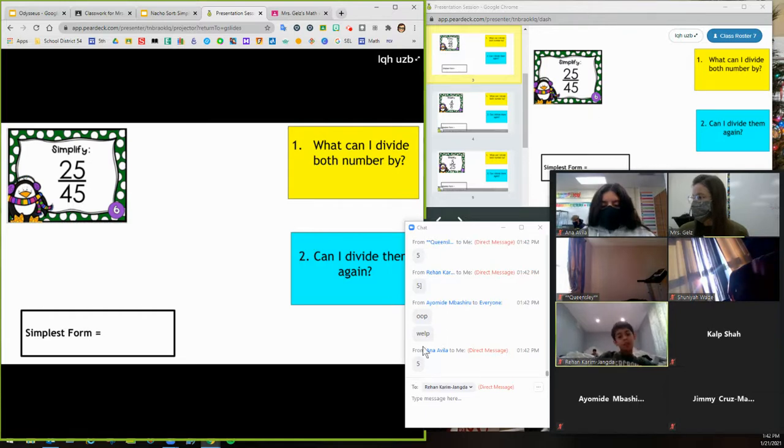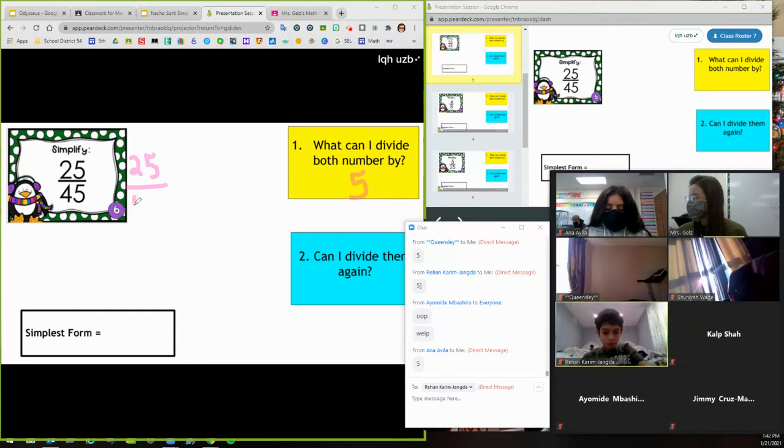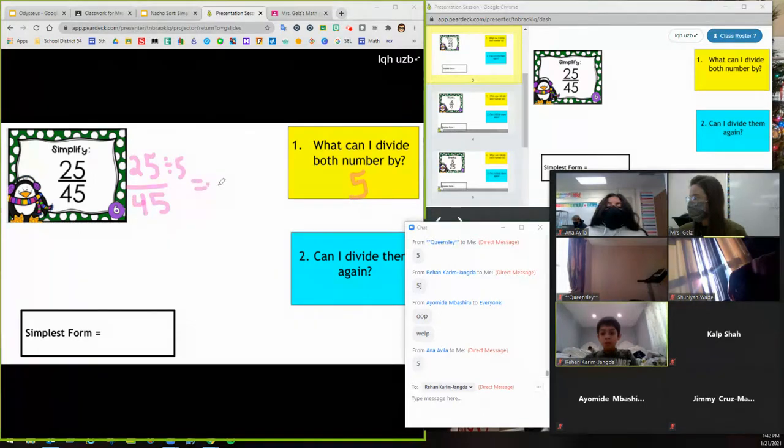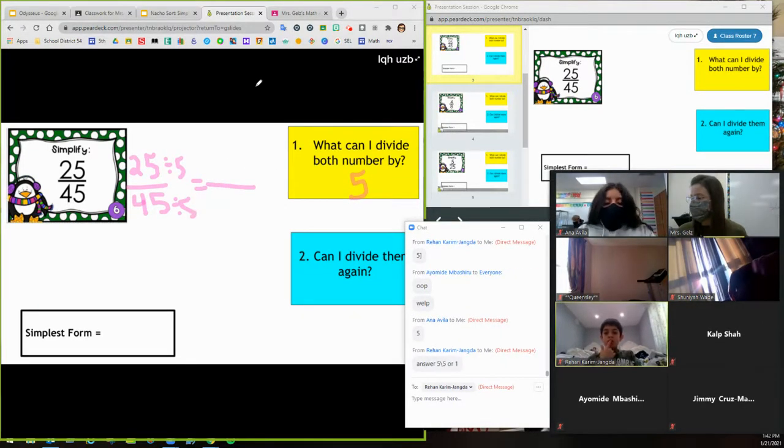Okay, I'm seeing a lot of 5s in the chat. We can divide both the numerator and the denominator by 5. Let's try that. If I set it up, I would like you to tell me what new fraction we get in the chat. Chat to me, my friends. What do we get?